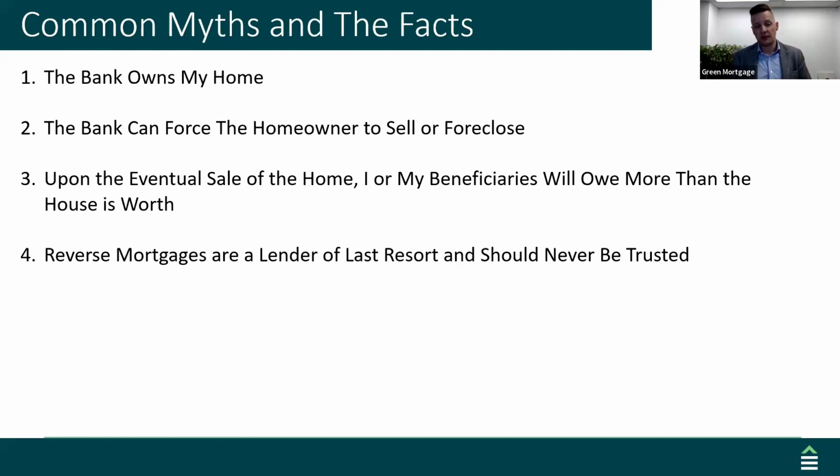The second myth that comes up quite a bit is that the bank can force the homeowner to sell or to foreclose, and that is not true either. I actually tried to dig into this to figure out where this myth came from, and apparently, I think in the 80s and 90s, there were some reverse mortgage companies in the United States that were running around giving everybody really, really large reverse mortgages, and then those mortgages were going underwater, and they were foreclosing and forcing the homeowner to sell.